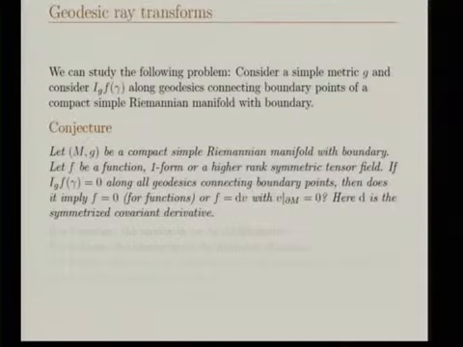So this is the conjecture. So the conjecture is that if you have f be a function, a one form or a higher rank symmetric tensor field, and if you have I_g f of gamma is equal to 0, then does it imply that f is equal to 0 for the case of functions, or f is equal to dV, where now v is a function on the boundary is equal to 0 for the case of one forms, and for the case of symmetric 2 tensor fields and higher, this d here. So this d, for the symmetrized covariant derivative, if f is a one form, is the same as the exterior derivative. But if it is 2 and higher, then this d has to be replaced by the symmetrized covariant derivative. So the Christoffel symbols come into play.